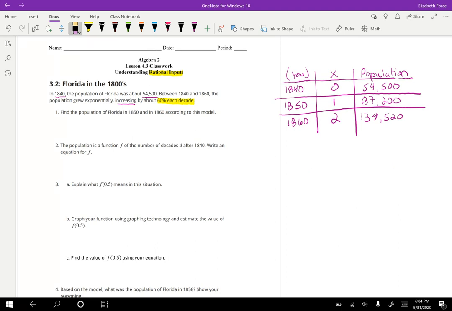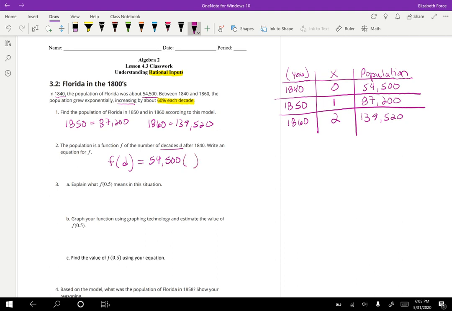So number 1's done. In 1850, we got a population of 87,200. And then 1860, we're going to do 139,520. The population is a function f of the number of decades d after 1840. So we got to write an equation. So I'm going to write my function f as a population of the decade. And my original population was 54,500.